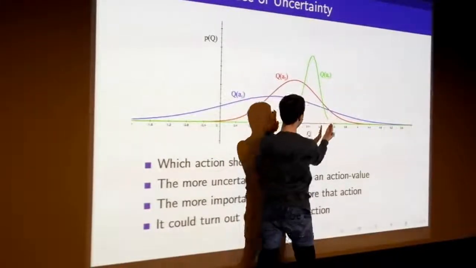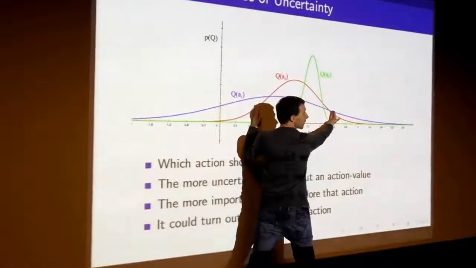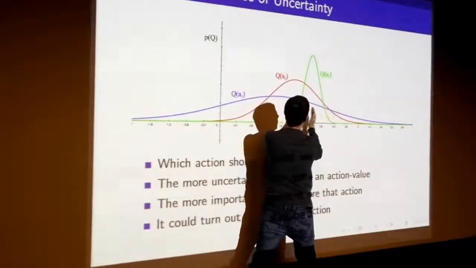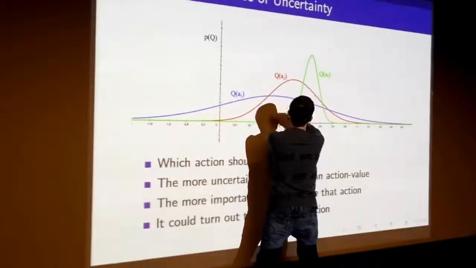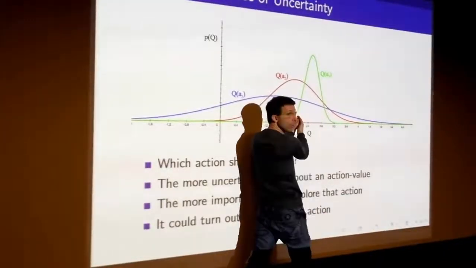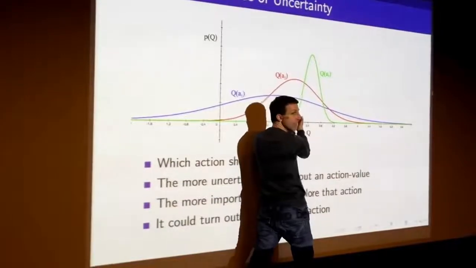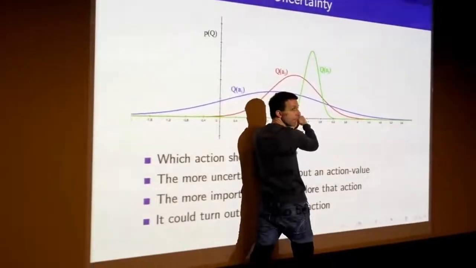Think of it this way: you start off with some confidence interval that looks like this. This is your U value. The U value is the difference between the mean and this guy. And as you try it more and more, this is going to shrink down. You become more and more confident of where your Q value actually is, until eventually that U value shrinks to 0 and you just use the mean.